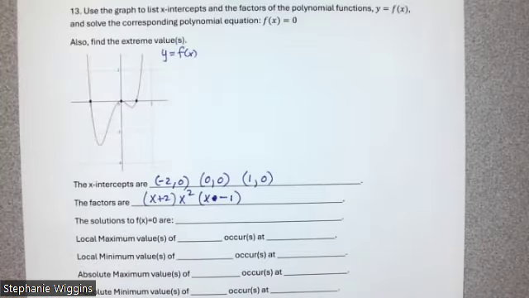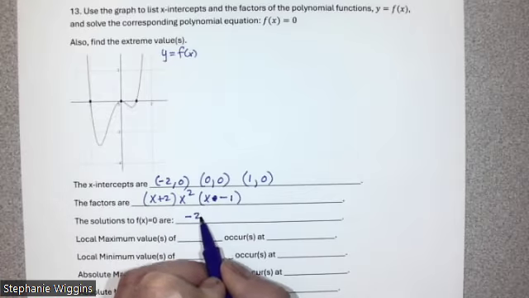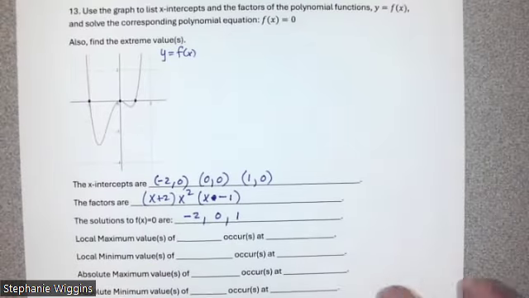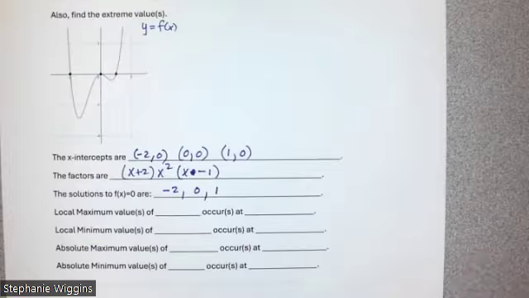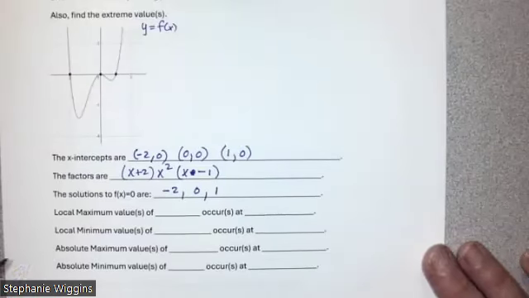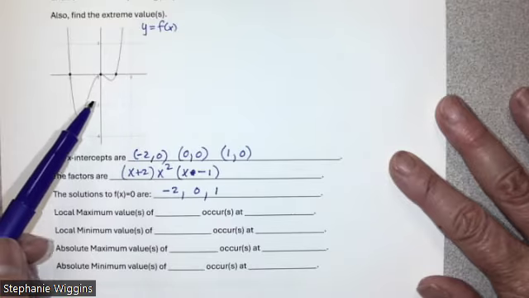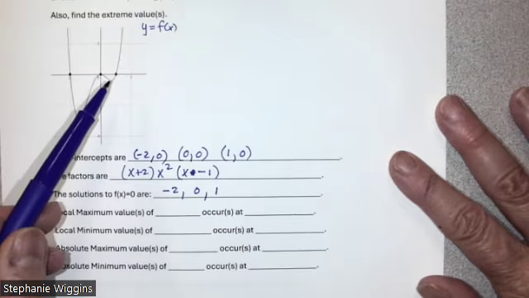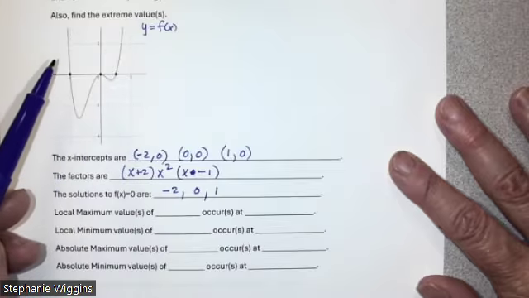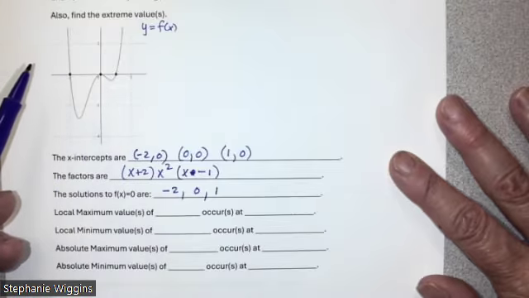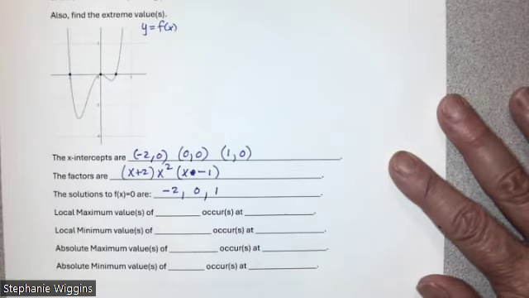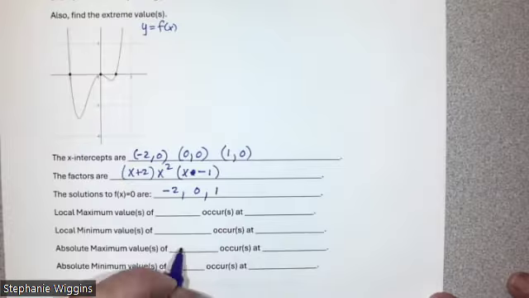The solutions to the equation f of x equals 0 are the zeros, which are -2, 0, and 1. Those are the x values of your x-intercepts. Those are the zeros. And then it asks where we have extreme values. So here you can see this is the absolute minimum value, and this is a local minimum, and this is a local maximum, and it has no absolute maximum, because the graph goes up forever. So we'll just say none.